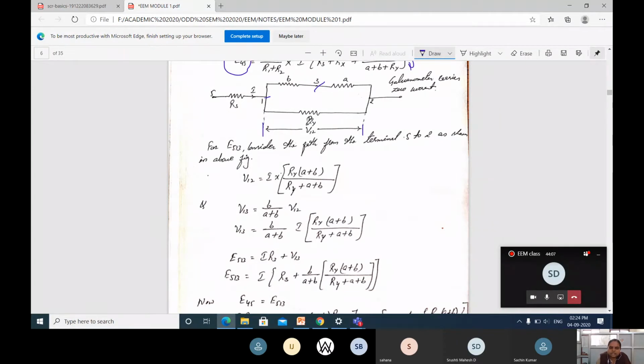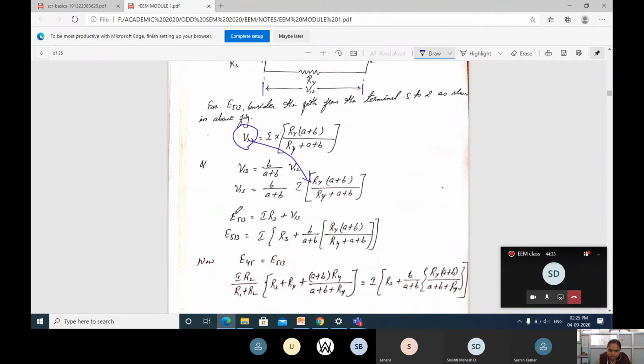Okay. Next, potential across V13 is equal to B divided by A plus B into I. This is B plus, same as it is. V12 we already came across, and the same thing you substitute here: I into R2 A plus B divided by Ry plus A plus B. Same thing you have to substitute here.